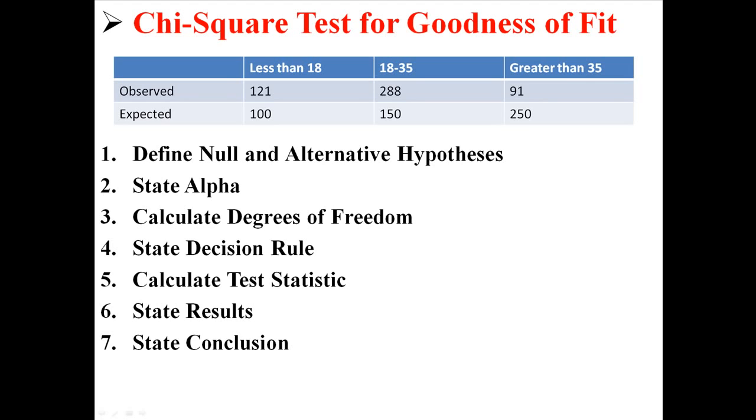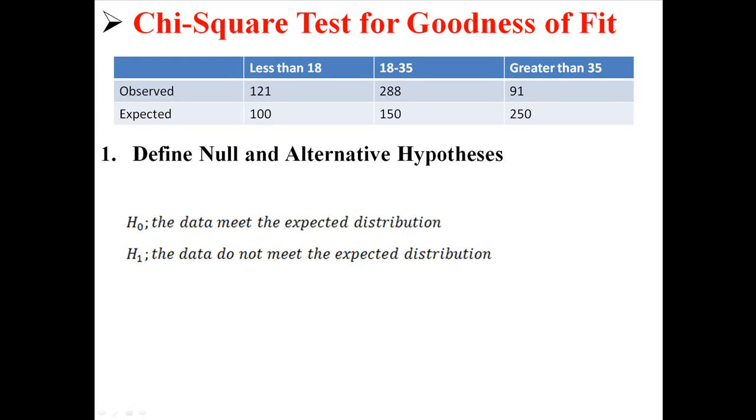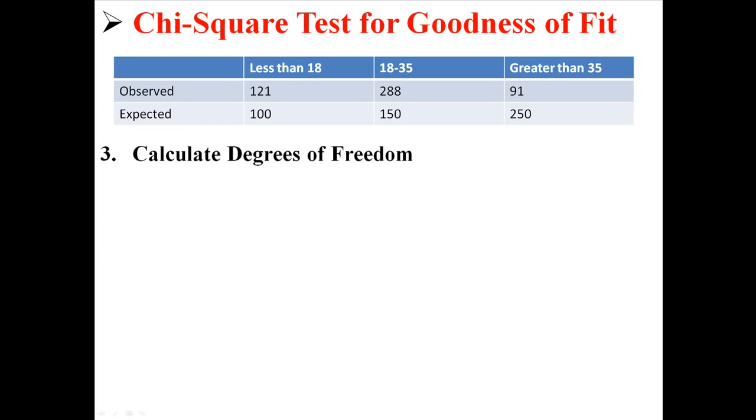And now we can do our hypothesis tests for a chi-square test for goodness of fit, starting with defining the null and alternative hypotheses. Our null is that our data meet the expected distribution, and the alternative is that the data do not meet the expected distribution. Alpha is going to be 0.05, just like always.